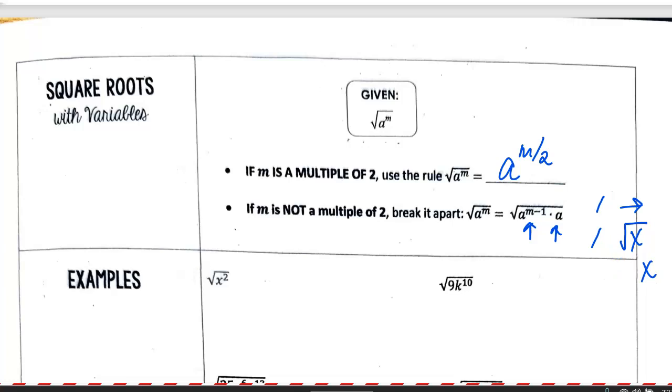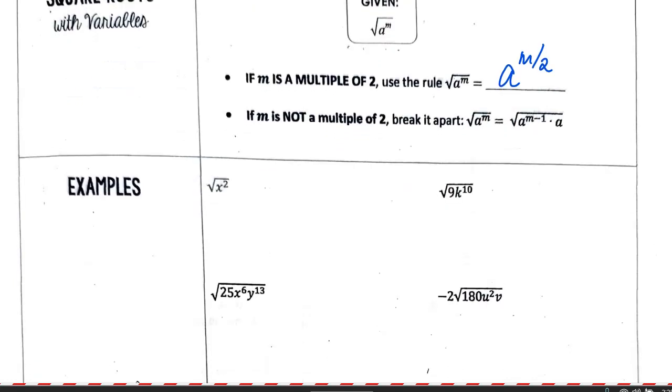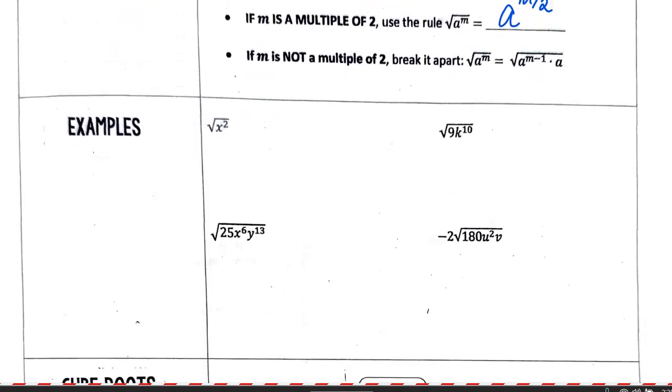All right, let's do some more examples of this. So really all we're trying to do is make sure that our variable can be divided by 2. And if it's not, we're going to break it apart and just take 1 away. All right, so let's look at the square root of x squared. This can be divided by 2. So this is really just x to the 2 over 2, which is 1. So this is just x.